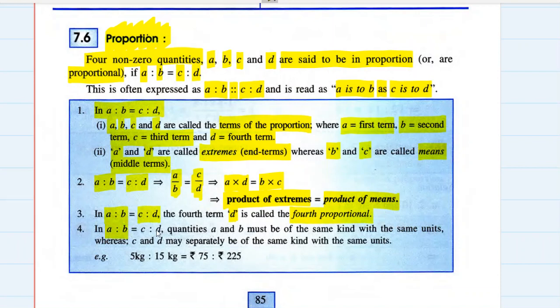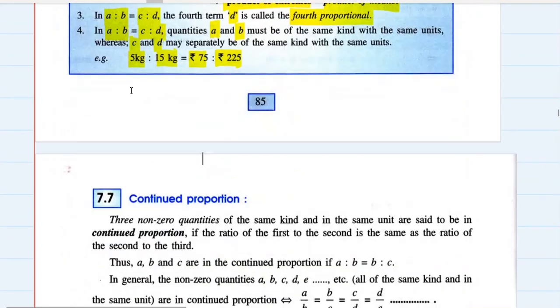In quantities A is to B is equal to C is to D, A and B must be of the same kind with the same units, whereas C and D may separately be of the same kind with the same units. For example, the ratio of 5 kg is to 15 kg can be in proportion with the ratio of 75 rupees and 225 rupees, right?